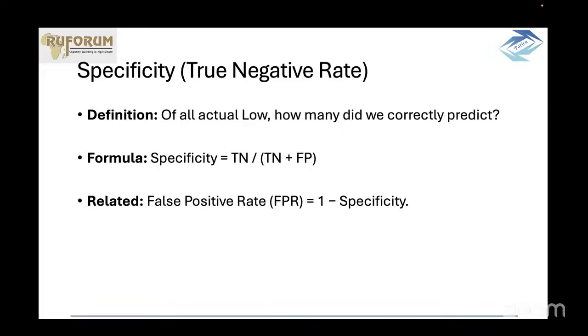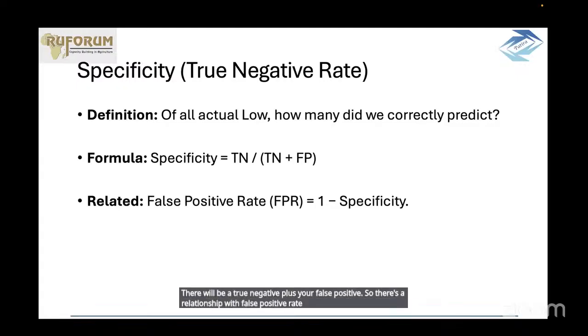And specificity is just the true negative rate. So especially in medicine, sometimes they go between sensitivity and specificity. So for all actual low, how many did we correctly predict? That's your specificity. It is your true negative divided by your true negative plus your false positive. So there's a relationship: false positive rate is equal to 1 minus what? Specificity. Okay?